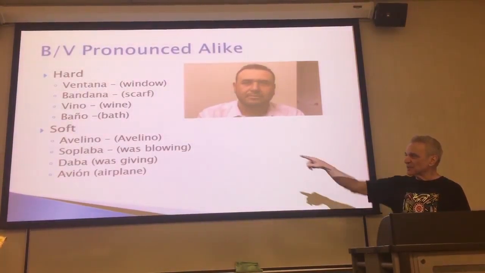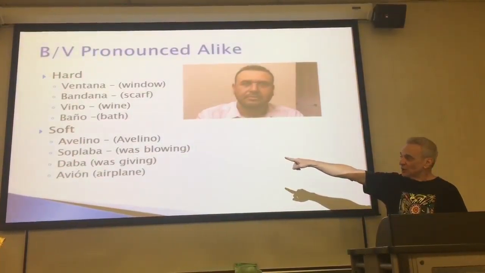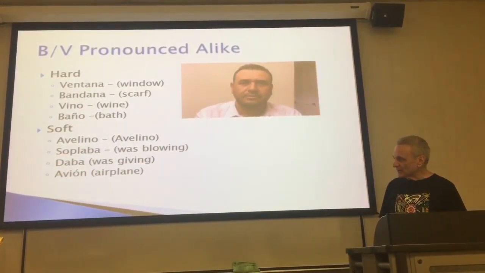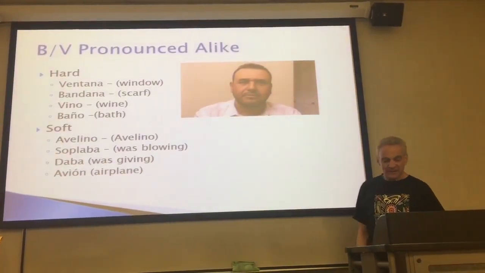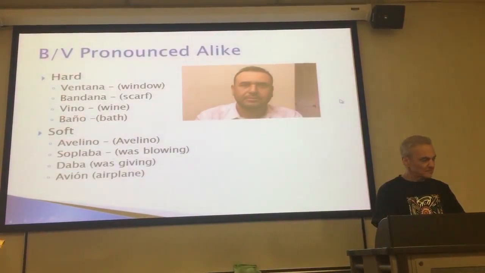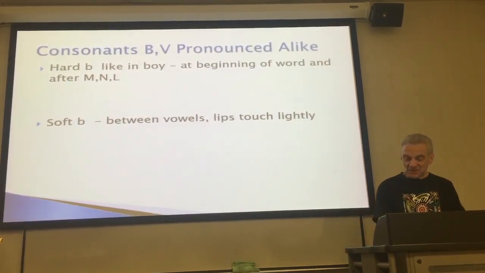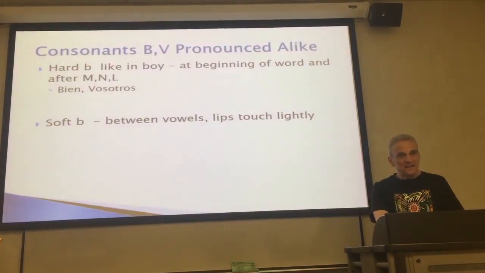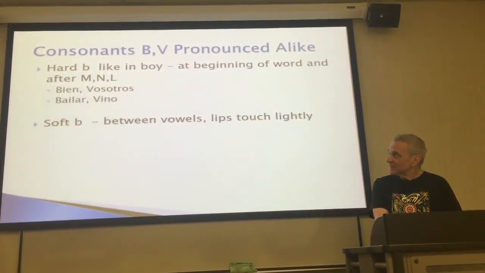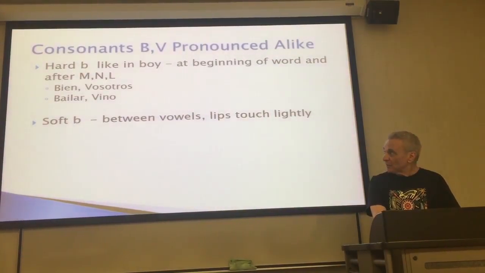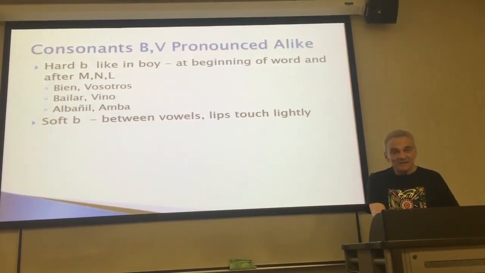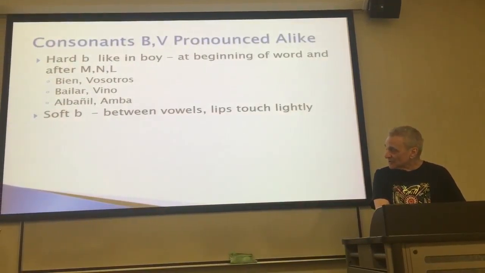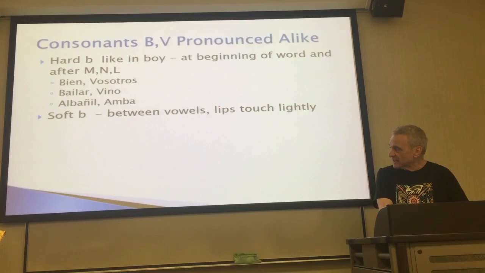It's not as explosive. So for instance, Avelino soplaba daba avión. So it isn't Avelino, it's Avelino. Okay. Now, let's try some together. This is the hard B like boy. So we have bien, vosotros, bailar, vino, albañil, amba. The soft V again, the lips just touch one another, but not as forcefully as in English.